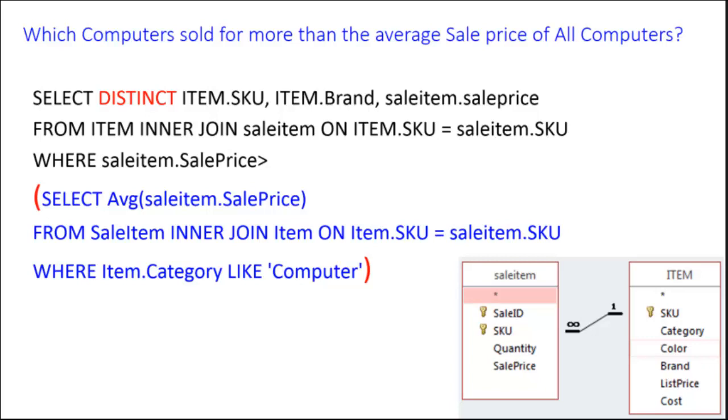Once this average is calculated, it's part of the criteria we're using, where sale item dot sale price must be greater than this number. And this subquery will help us to return the right answer. Then at the end, for the main query, we need to pass this information. The item we're looking for must be a computer, so an additional criterion: item category must be a computer.